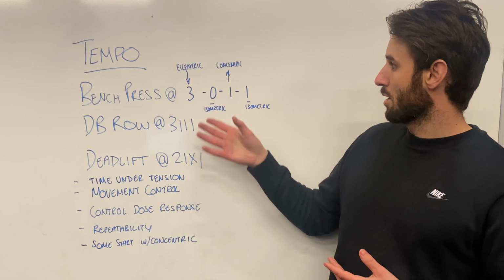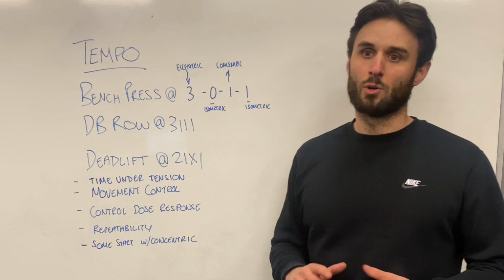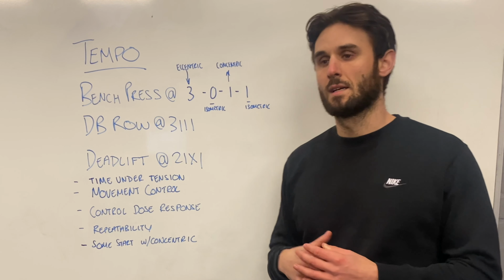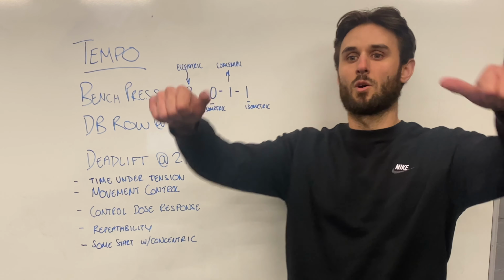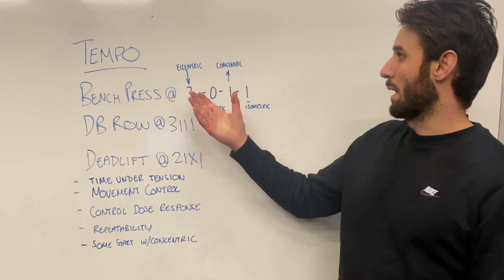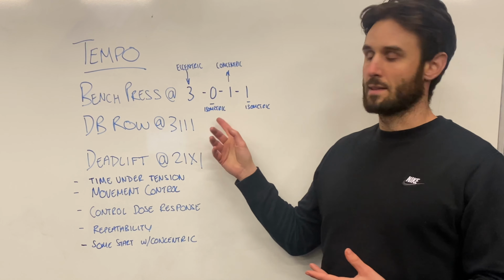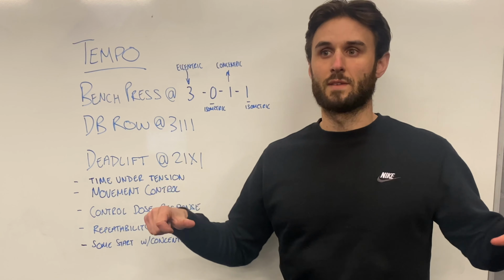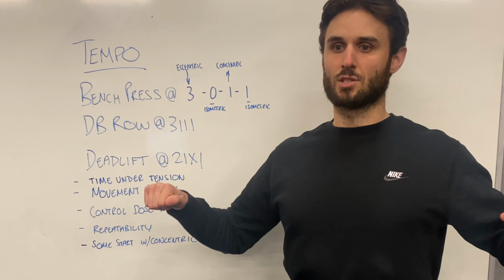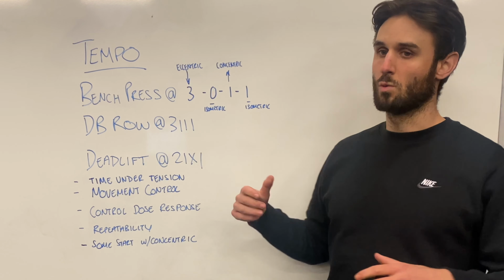The numbers correspond to the eccentric portion, which is the lowering of the exercise. So in a bench press, you can think about lowering the bar to your chest. So that would be 3 seconds down in this case. The isometric, the next number, is when you get to the bottom of the exercise. So the bench press, when you get to your chest. So in this case, we'd hold for no seconds.